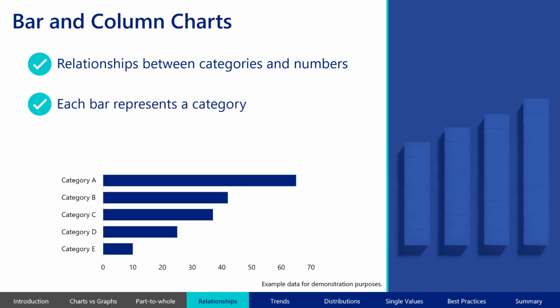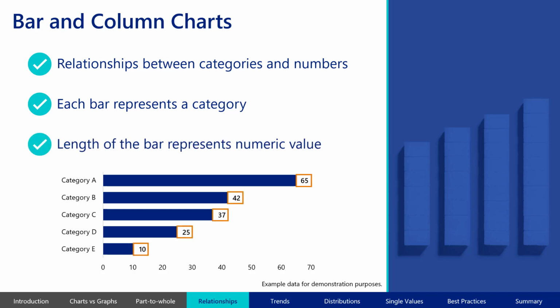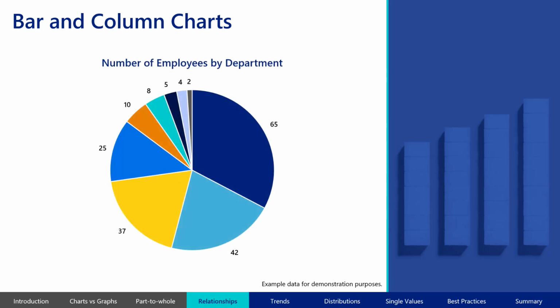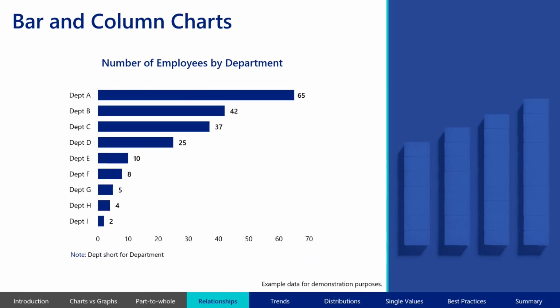In this type of chart, each bar represents a member of the category, and the length of each bar represents a numeric value. For example, you might want to visualize the number of employees in each department within your organization. You could use a pie chart to show the proportions, but a bar chart is a better option when there are many groups within the category and the value of the numbers is more important than the proportions.